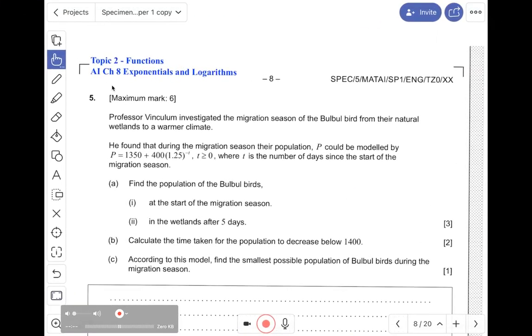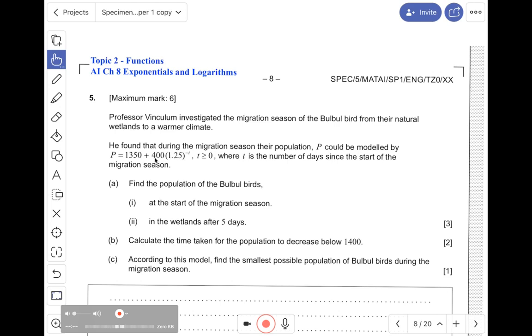Question 5, this is another topic 2 question on functions. This one's going to be an exponential question. You have this situation where birds are migrating to a warmer climate during the winter months, I guess. And this is a model given. It's an exponential decay model because you have a negative t here.